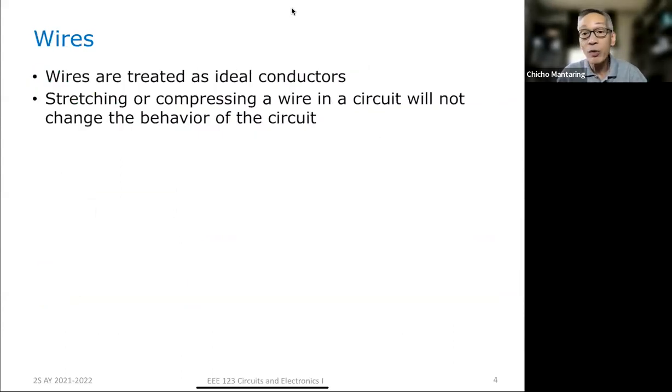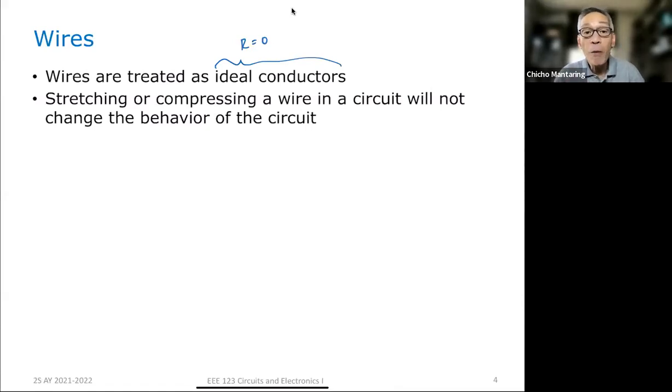Now, I just want to say this about wires. Wires are ideal conductors, meaning that the resistance is equal to 0. Resistance equal to 0 implies that charges do not feel any resistance or any impedance to their flow. Tuloy-tuloy lang yung daloy ng charge. Wala siyang nararamdaman na pumipigil sa kanya.